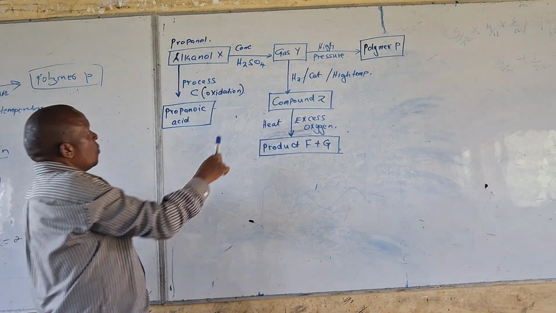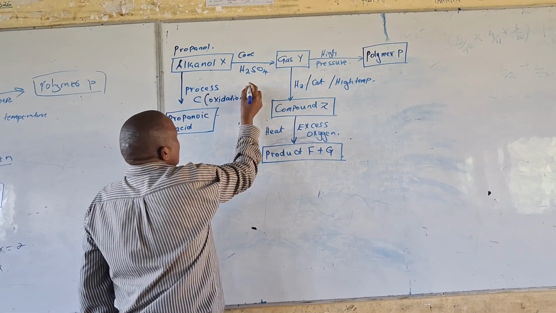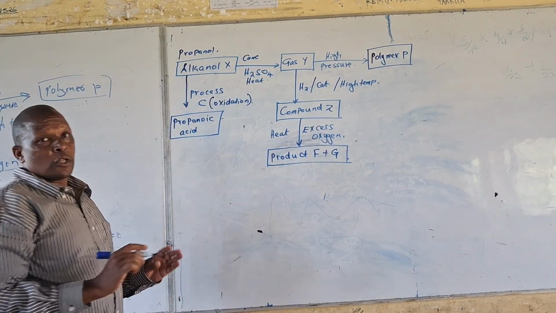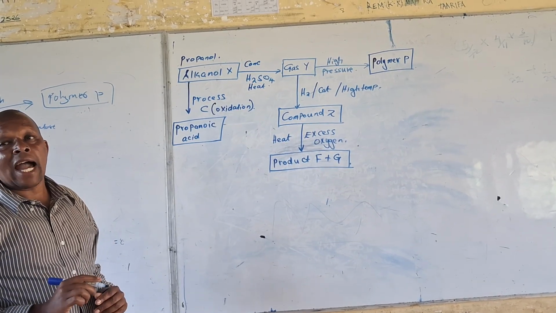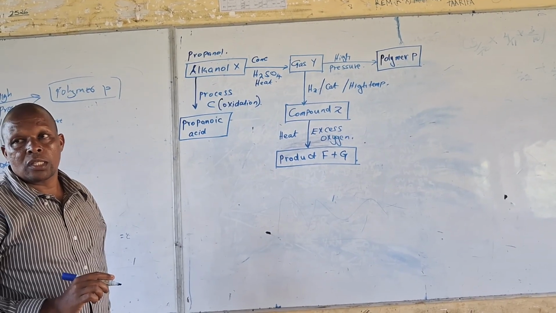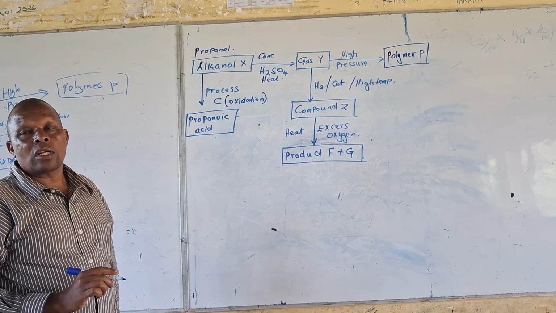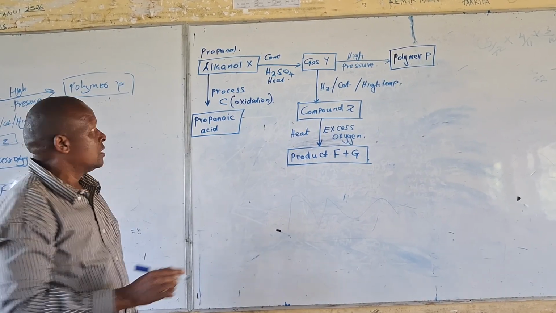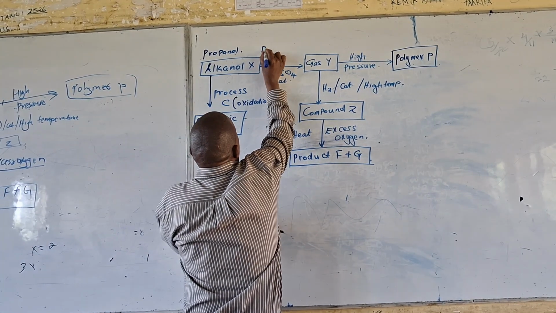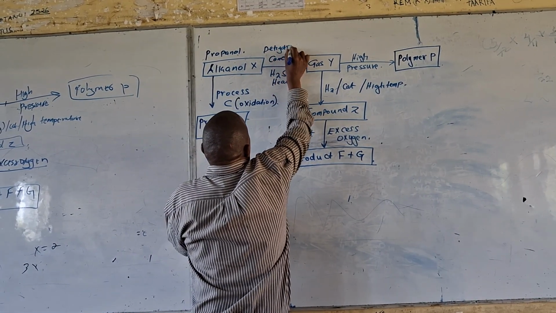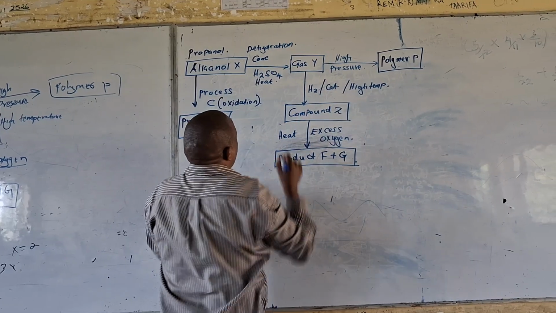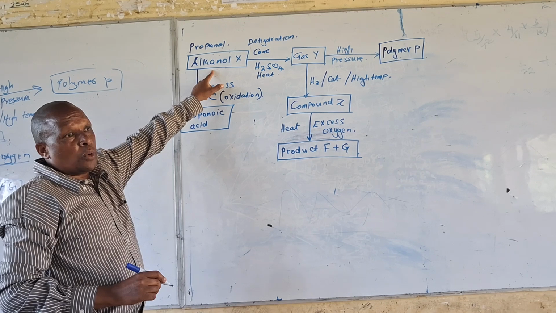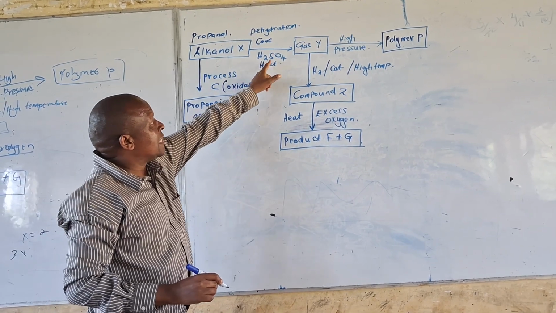Then we have concentrated sulfuric acid and heat. Now the process taking place there is dehydration. Removal of what? Water, or elements of water. The elements of water are hydrogen and oxygen. So if this is propanol or propan-1-ol, then the process taking place here is dehydration.